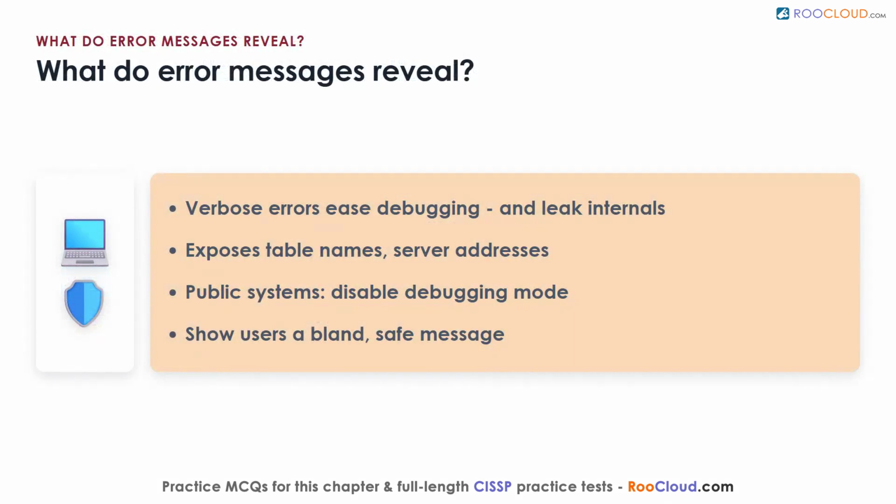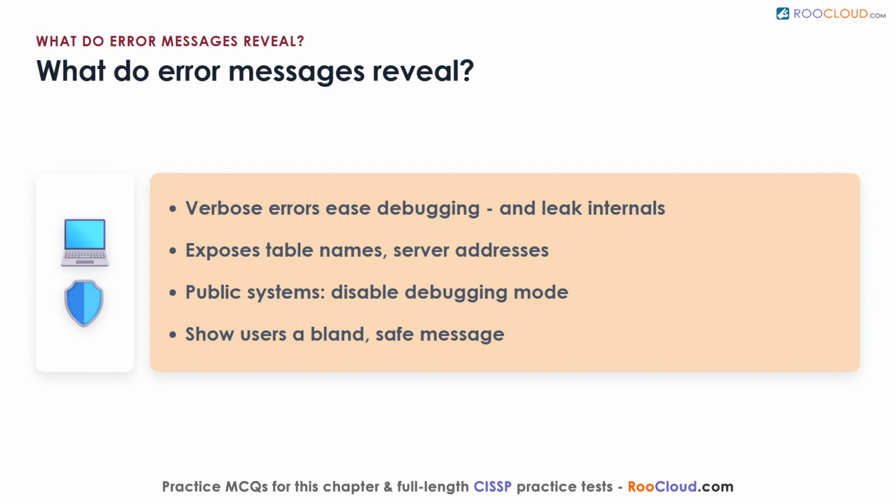And to whom? Developers love verbose errors because they make debugging painless. But those same messages can hand an attacker the internal map. A detailed error can leak database table names, internal server addresses, and other reconnaissance gold. So on anything publicly reachable, switch off detailed error output, often called debugging mode, and show users only a bland, safe message.